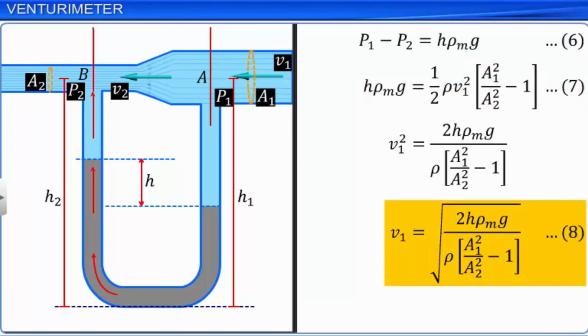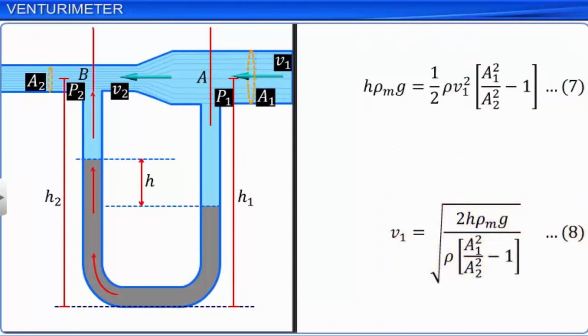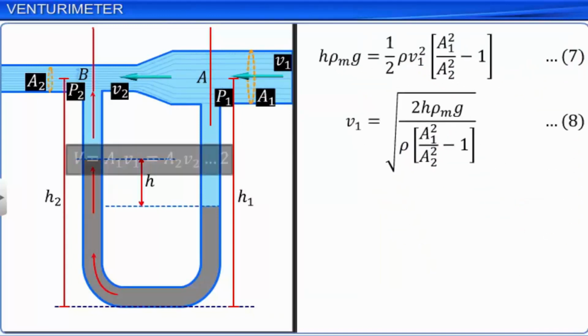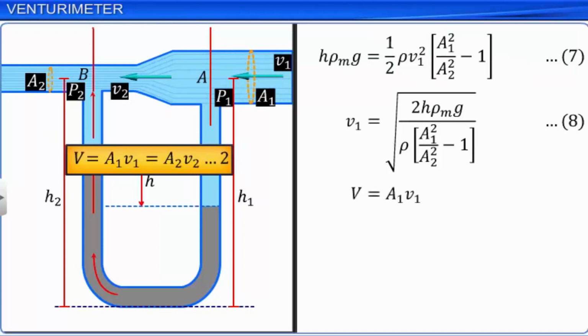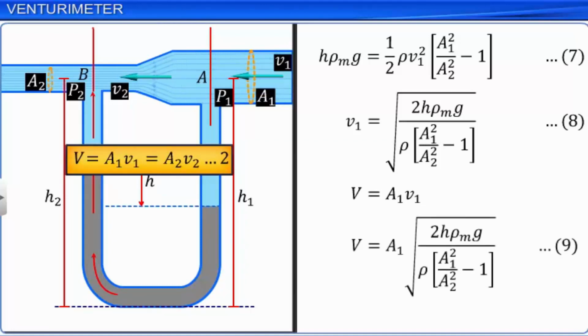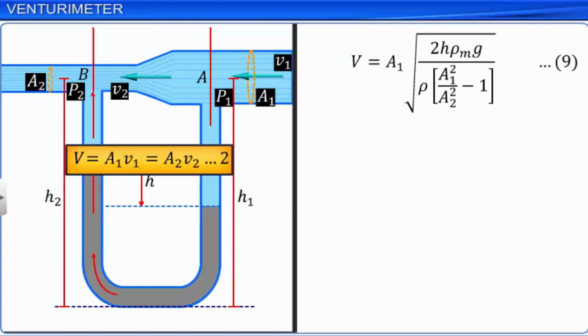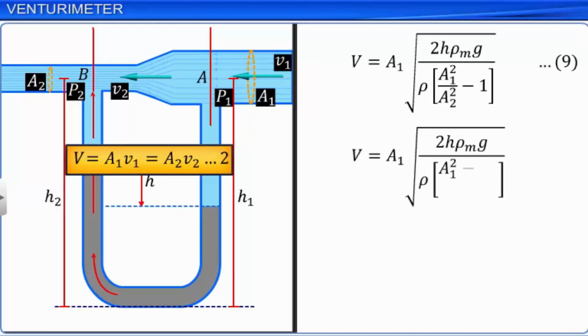From equation 2, we get the volume of the liquid flowing per second through the venturimeter at A as equation 9. Simplifying this expression, we get the expression for the volume of the liquid flowing per second through the tube as shown.